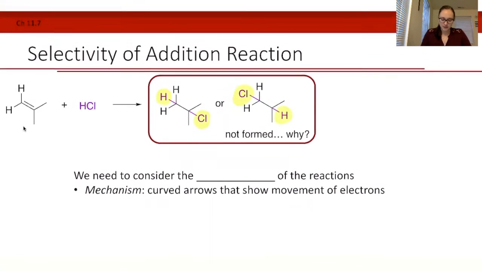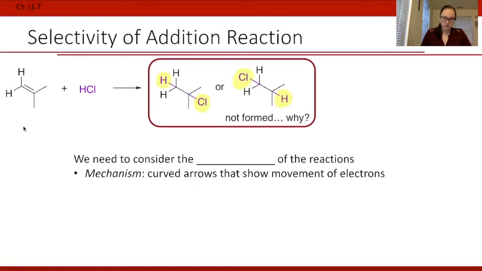However, this particular constitutional isomer is not formed. So the question is why? Why do we see only one isomer and not the others? Wouldn't you think you would get a 50-50 mixture?